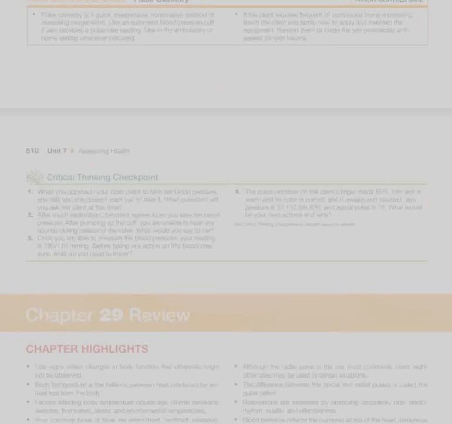Home care considerations: pulse oximetry. Pulse oximetry is a quick, inexpensive, non-invasive method of assessing oxygenation. Like an automatic blood pressure cuff, it also provides a pulse rate reading. Use in the ambulatory or home setting whenever indicated. If the client requires frequent or continuous home monitoring, teach the client and family how to apply and maintain the equipment. Remind them to rotate the site periodically and assess for skin trauma. Patient-centered care.